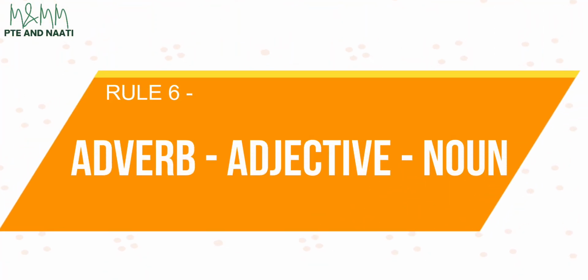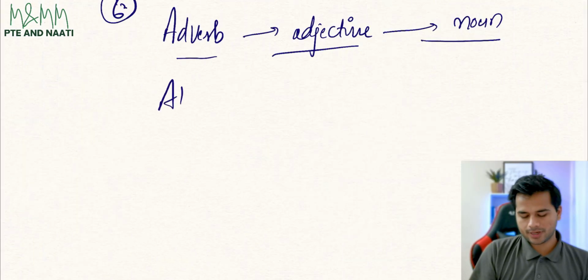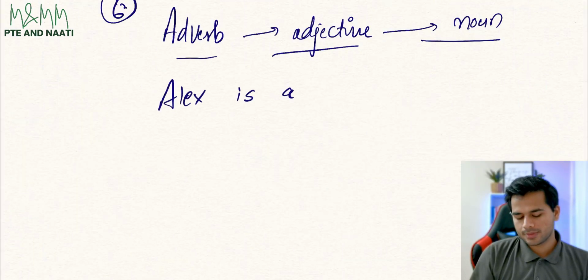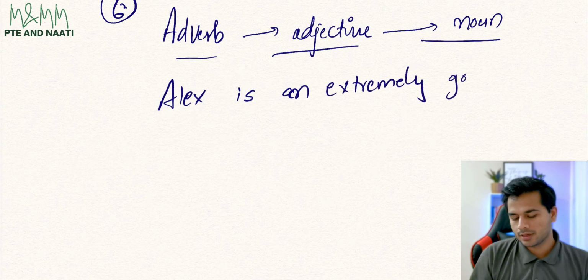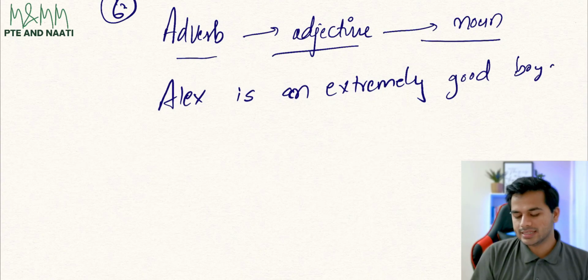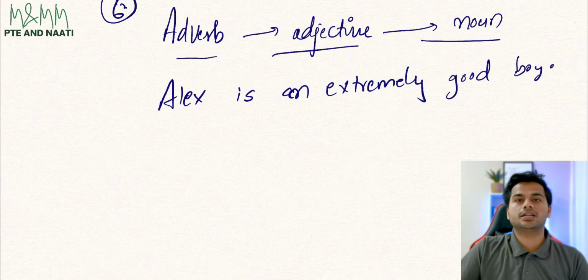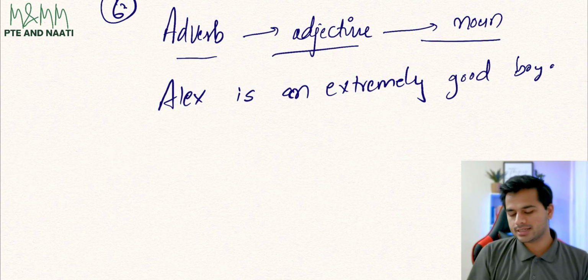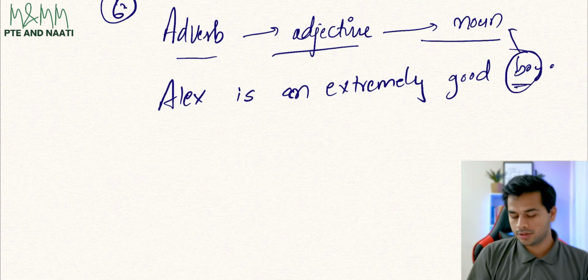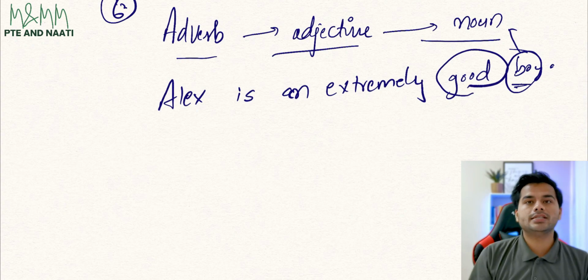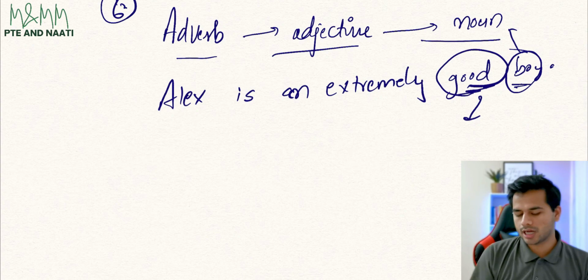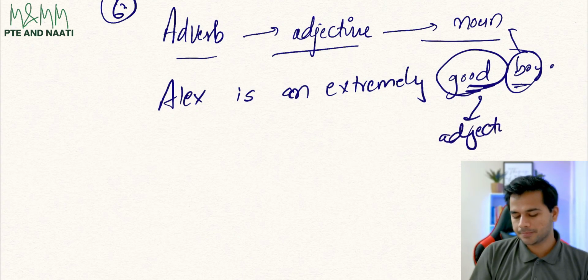Rule number 6 is adverb followed by adjective followed by noun. For example, if I say Alex is an extremely good boy. Now, like I said, that's a very easy example, but this is something that can be used in typical sentences as well. Here it says boy, which is a noun. What kind of boy is Alex? He's a good boy. So good is the quality of the word boy. So that means it's an adjective.